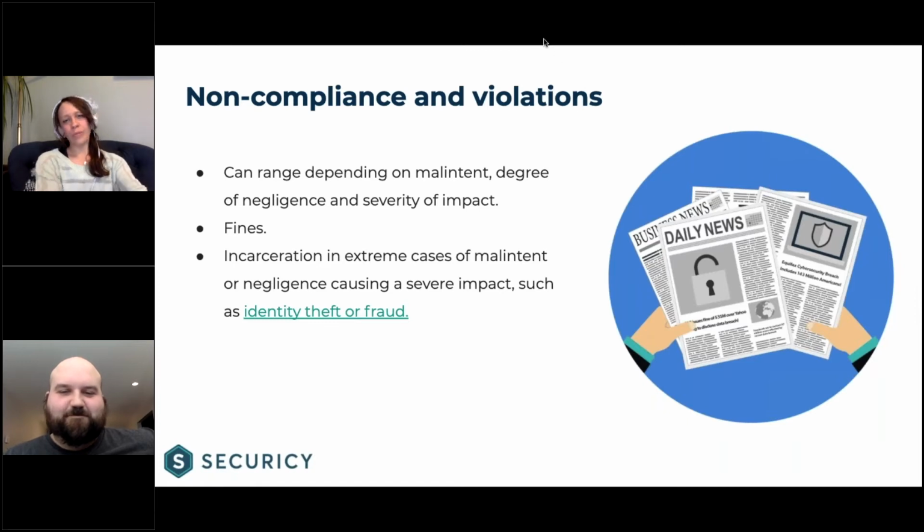And so when people talk about HIPAA, one of the reasons that they get really worried is because it's a regulation, not like a voluntary standard or a framework. So can you explain a little bit about what are the things that people get concerned about for non-compliance and the resulting violations if they're found to be in non-compliance?